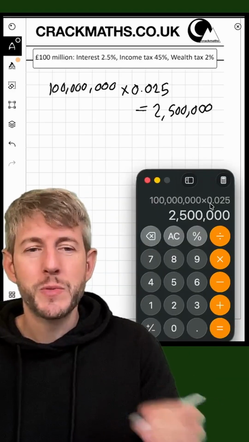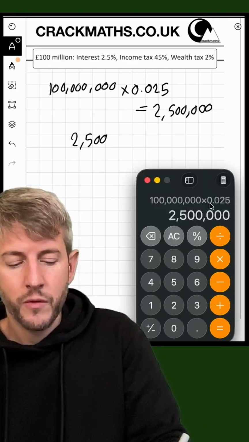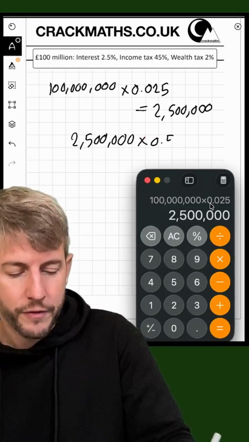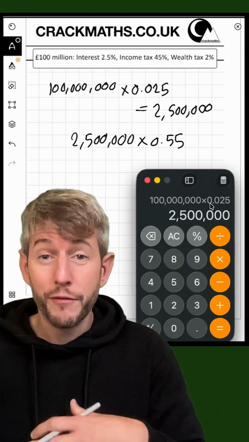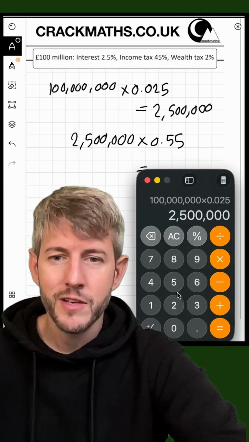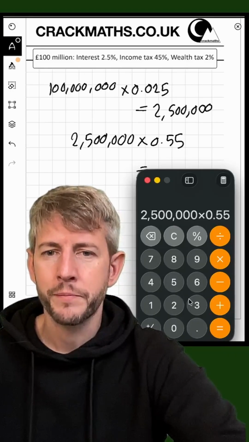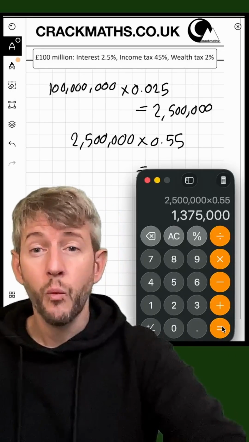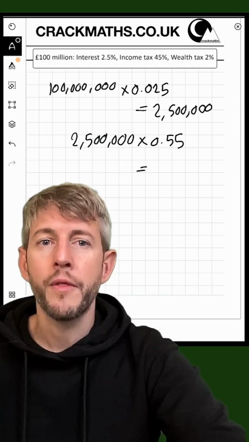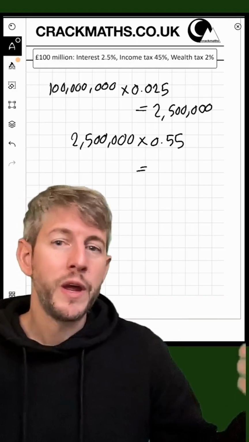So now we need to apply the income tax. So that's going to be the 2.5 million interest that they've earned multiplied by the 0.55 to give us that 45% reduction. Okay, so let's work that out on the calculator here. So we've got the 2.5 million there times 0.55, and that equals £1,375,000. So that is what the person with £100 million will gain a year just through interest.